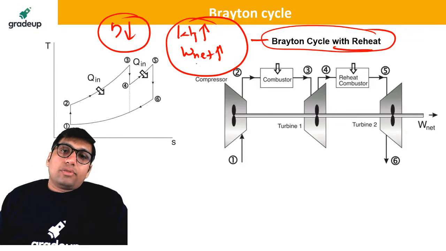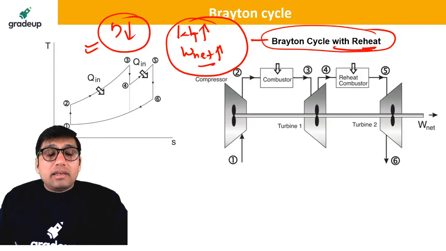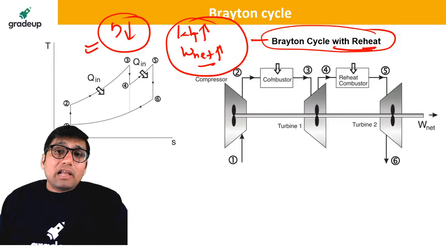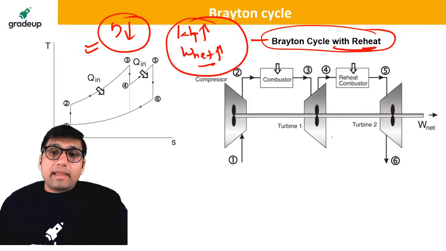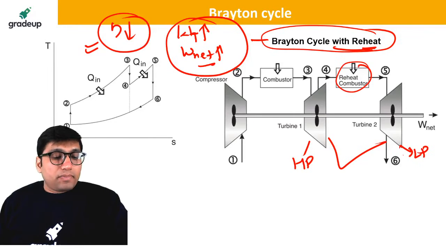Okay, so Brayton cycle with reheating. Why do we do reheating? Reheating is only done to increase the turbine work and the net work in the Brayton cycle. And with reheating, the efficiency will always decrease. Always remember that. In the Brayton cycle with reheating, we use two turbines, one a high pressure turbine, another a low pressure turbine, and between those two turbines we use a reheater.